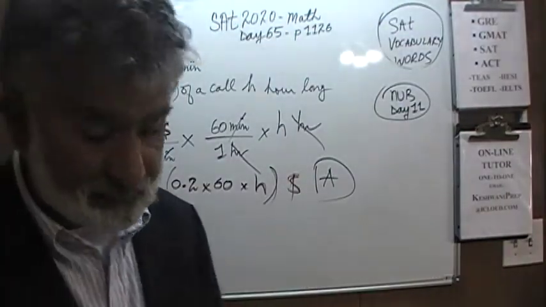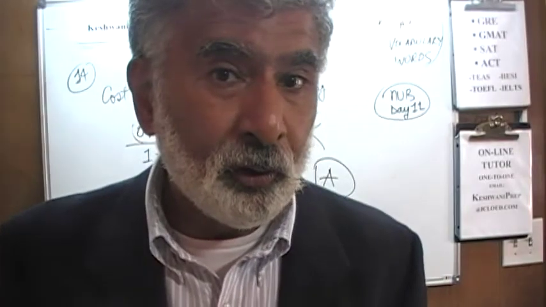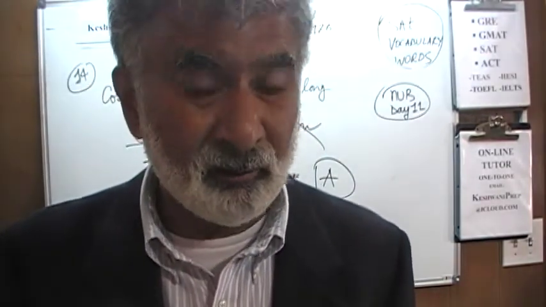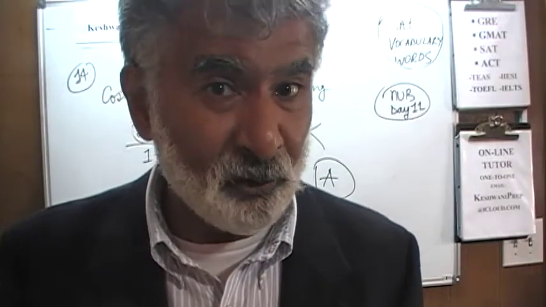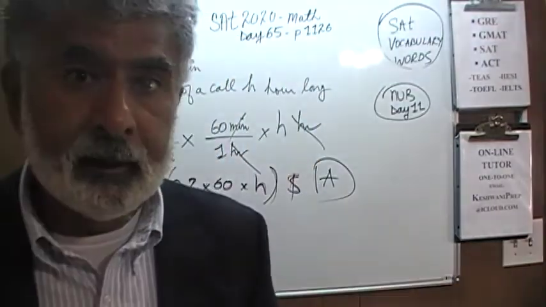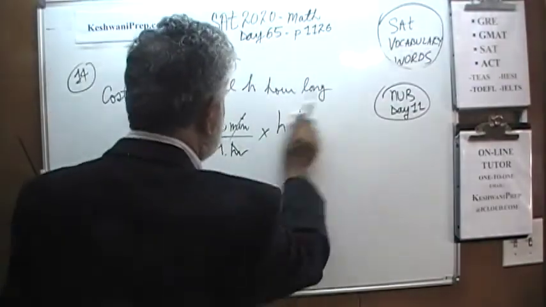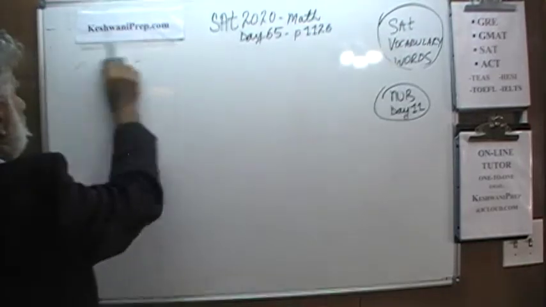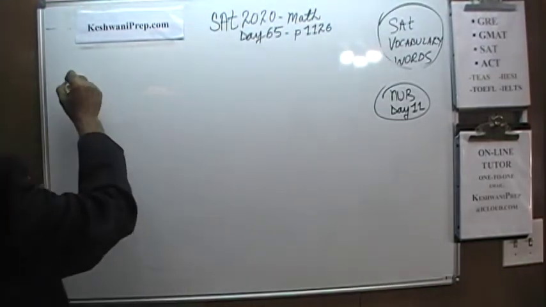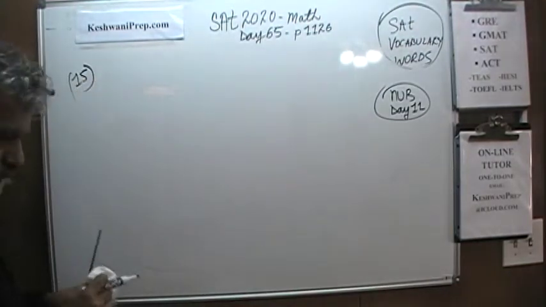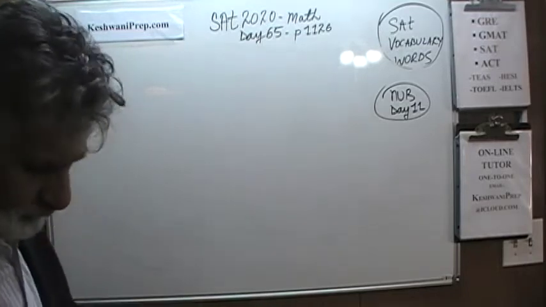I do not know why I see the need to point it out to you to pick an answer choice that agrees with this. Perhaps because I was afraid that you might end up picking an answer choice that disagrees with it. I'm being bright. Number 15. Sometimes that happens. I want to be bright.